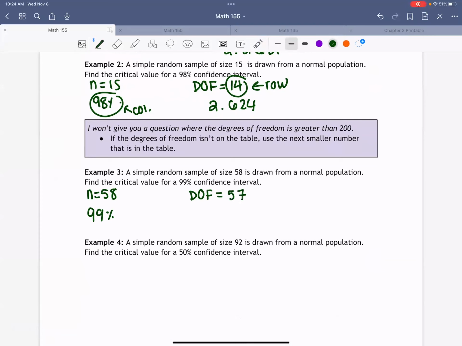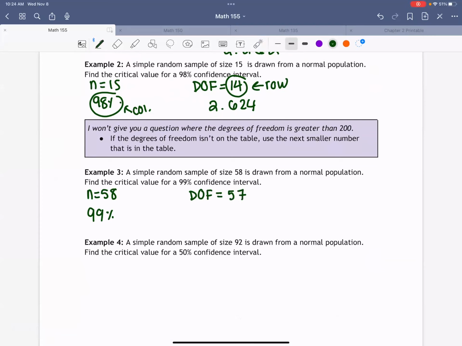57, perfect. Now, there's actually no row on the chart that says 57. So we have to look at our chart and see, okay, what's the next lower number on the chart that's not 57? And which one is it? I think there's one higher than that. There's a 50, right? So I think 50 would be the next lower number on the chart. So I'm going to use row number 50, okay?